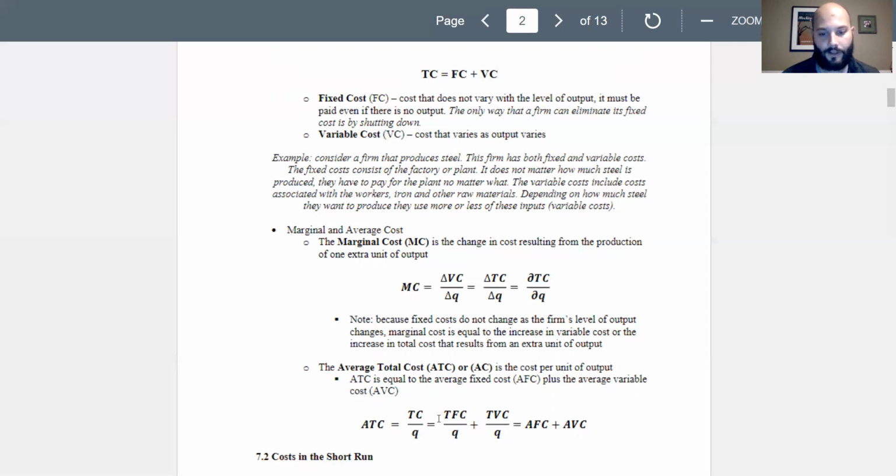Right, and because total cost can be broken down into fixed and variable cost, we can just divide all of this by Q. We know that average total cost is average fixed plus average variable. Here's our average fixed cost. Here's our average variable. Again, we've just divided this whole equation by Q to get an average per unit.